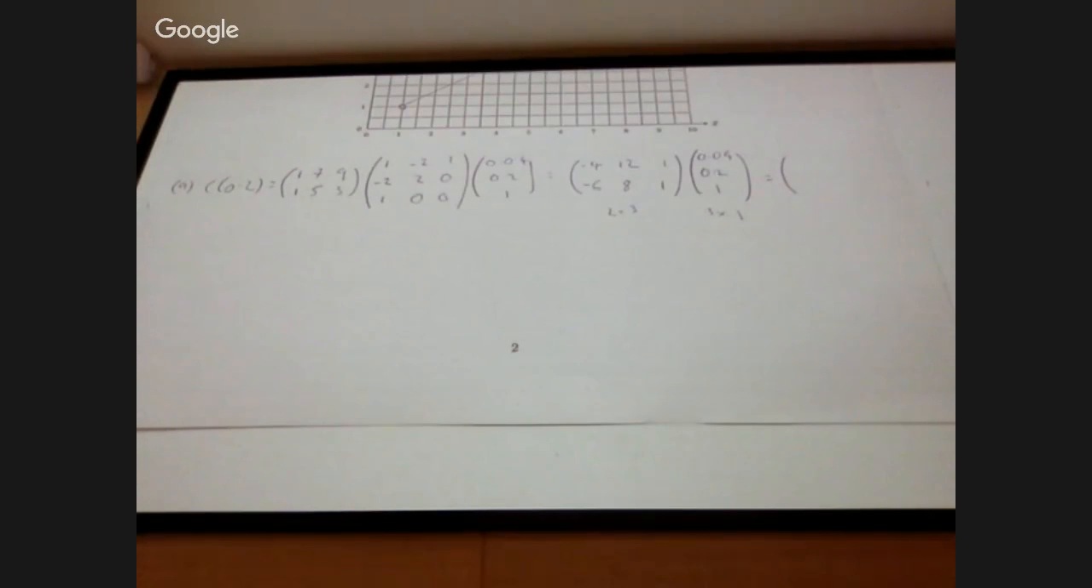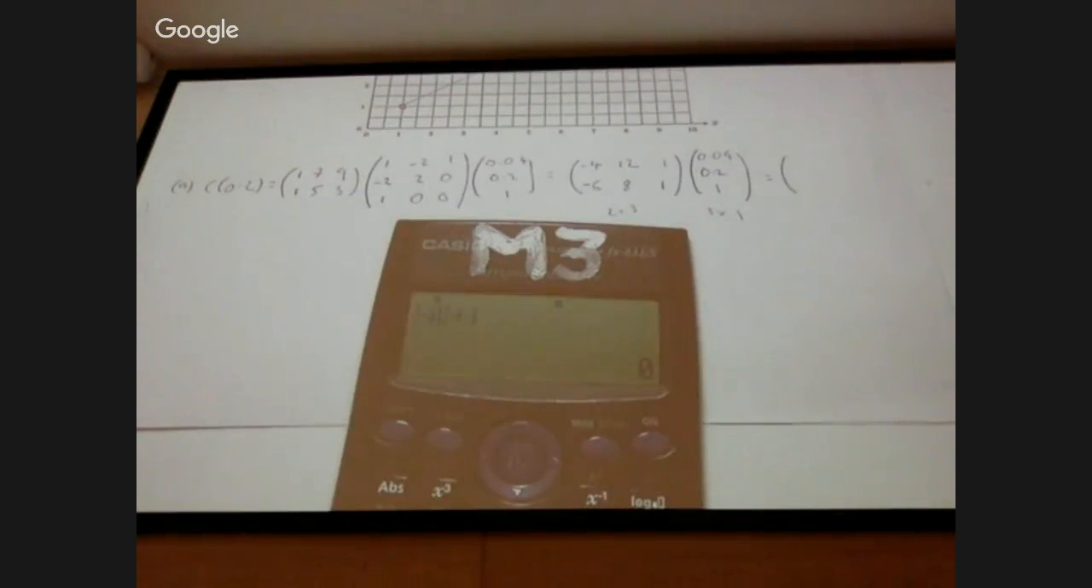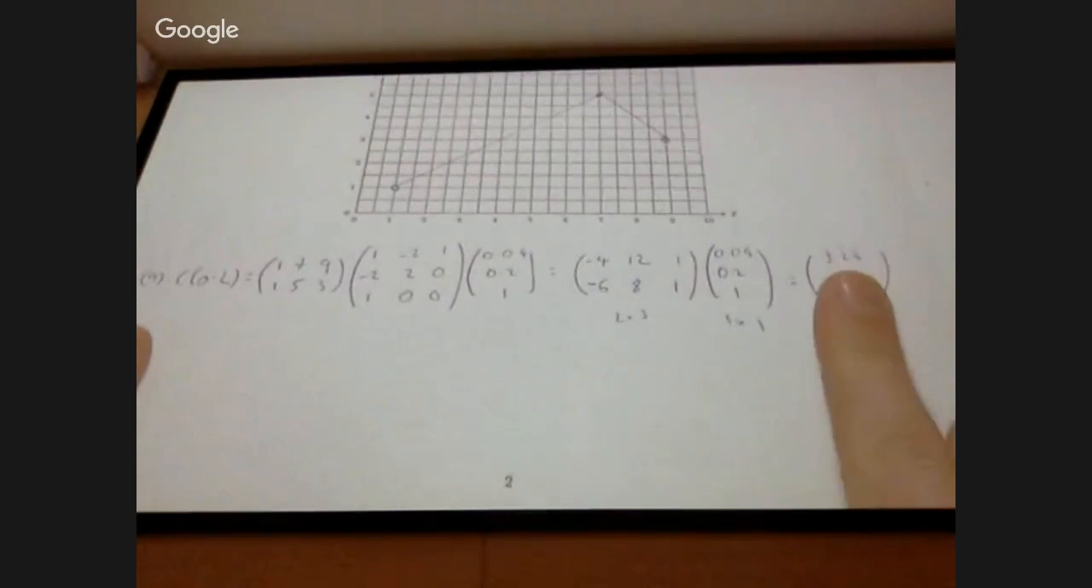Okay, so I have to reach for a calculator here. So we've got minus 4 times 0.04, plus 12 times 0.2, plus 1: 3.24. And similar for the bottom row, minus 6 times 0.04 plus 8 times 0.2 plus 1: 2.36. Okay, so that's your point on your Bezier curve corresponding to t equals 0.2. So that's 3.24 and 2.36.